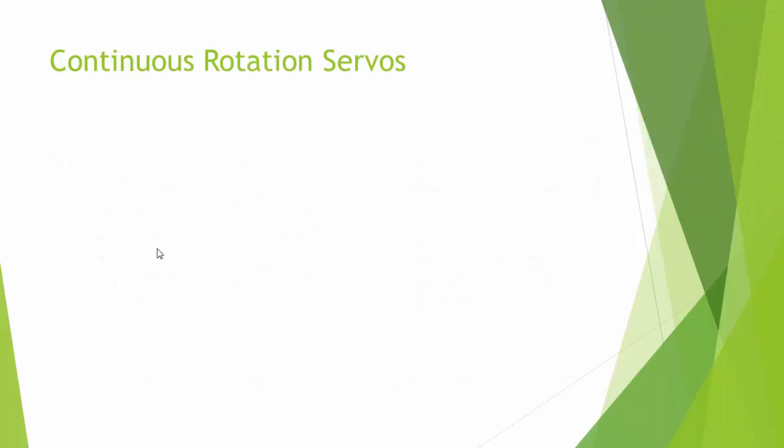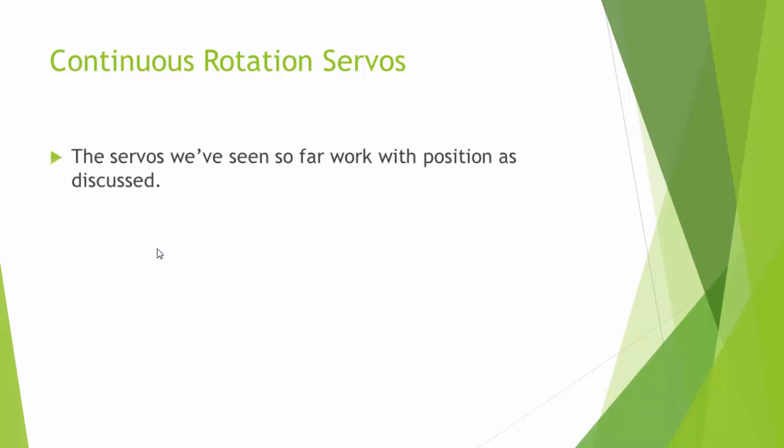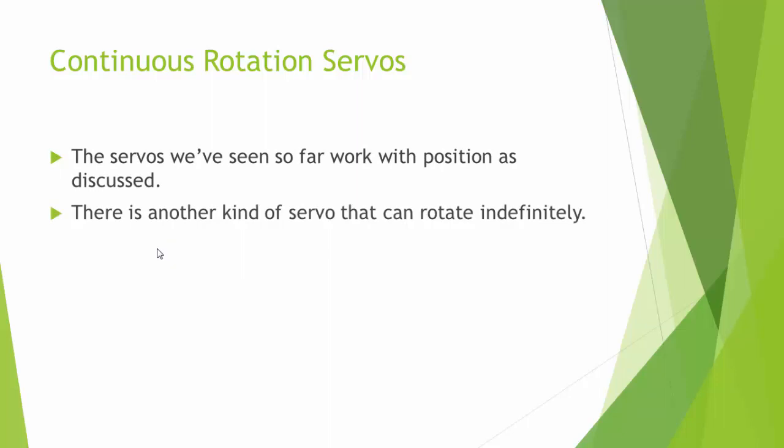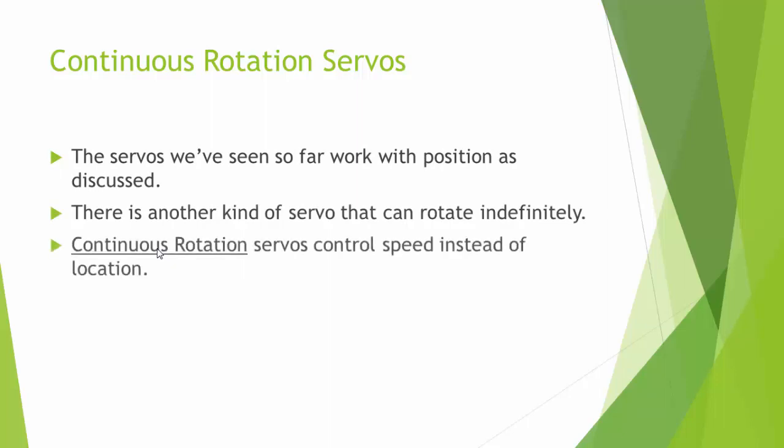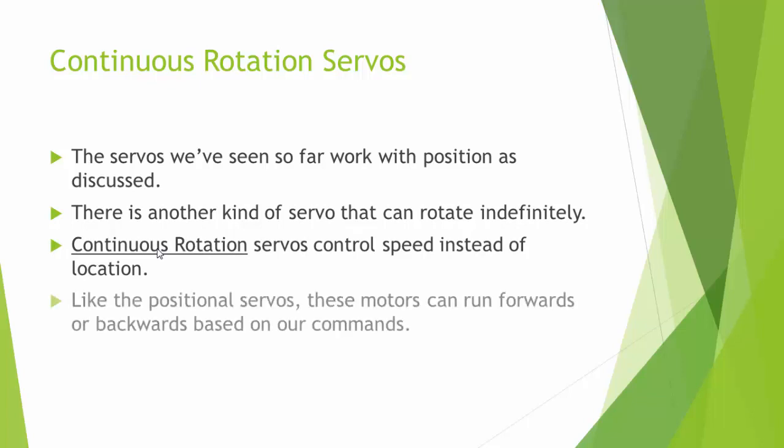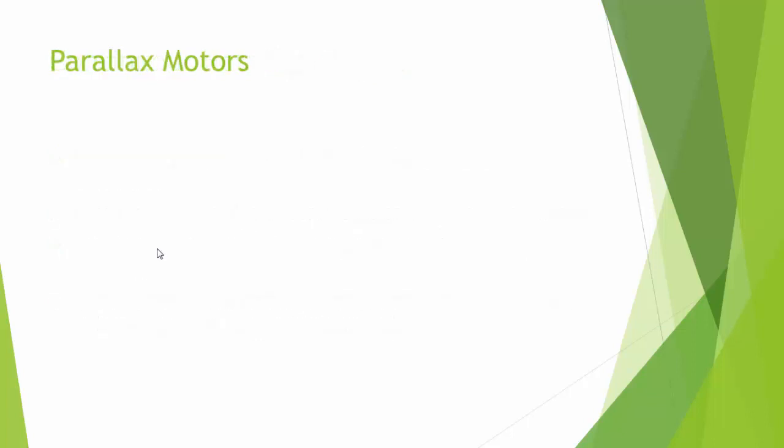Okay, now those servos are not the only option. In fact, some classrooms will have available continuous rotation servos, and these are extremely useful devices. Those past servos only went from 0 to 180 degrees. There's another kind of servo that will rotate indefinitely. And with these CR servos, we control the speed instead of the location. Now, like the other servos though, we can run forwards and backwards based on the commands.